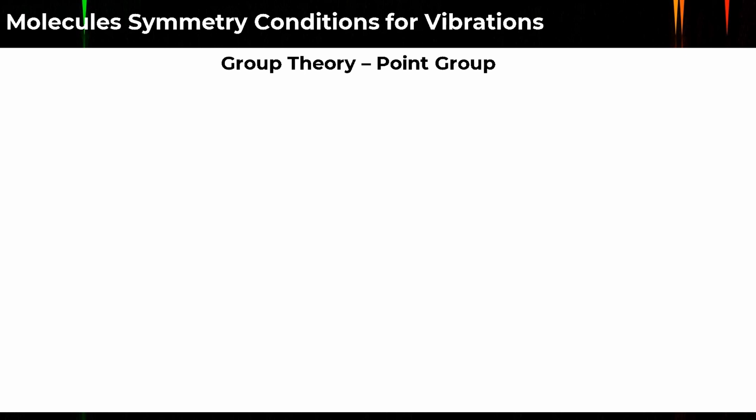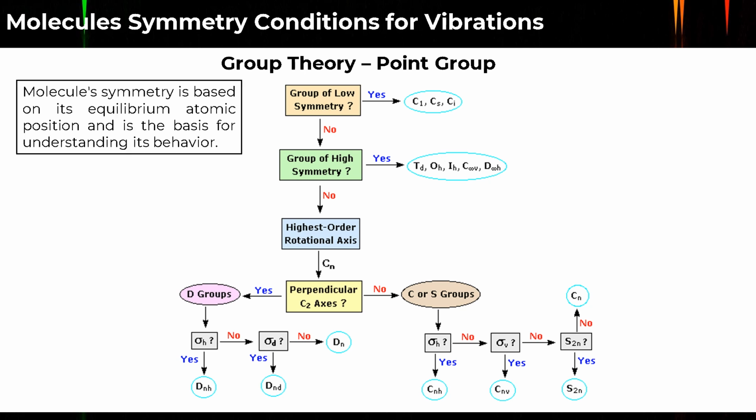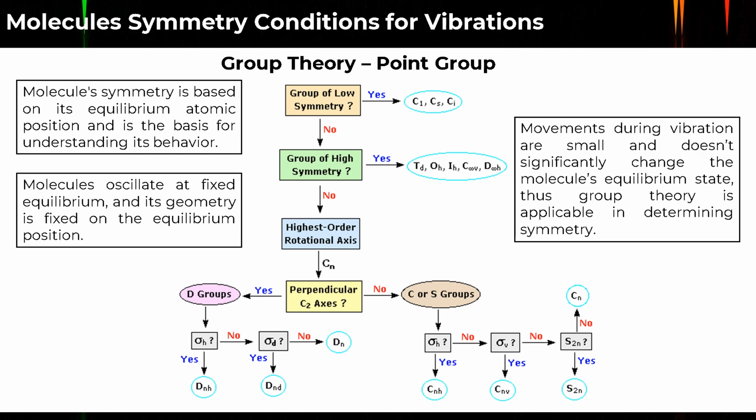We know that all molecules have an assigned point group to classify if there's symmetry. However, it only considers that the molecule is in a fixed position. A molecule's symmetry is based on its equilibrium atomic position and is the basis for understanding its behavior. All normal modes of molecules oscillate about a fixed equilibrium position. In considering vibrations, movements of atoms in most molecules are small and do not significantly change the position from the equilibrium state, which tells us that group theory and symmetry are still applicable when considering molecular vibrations.